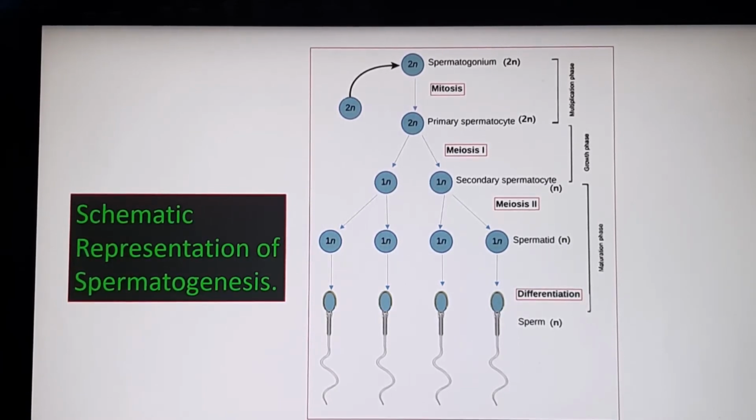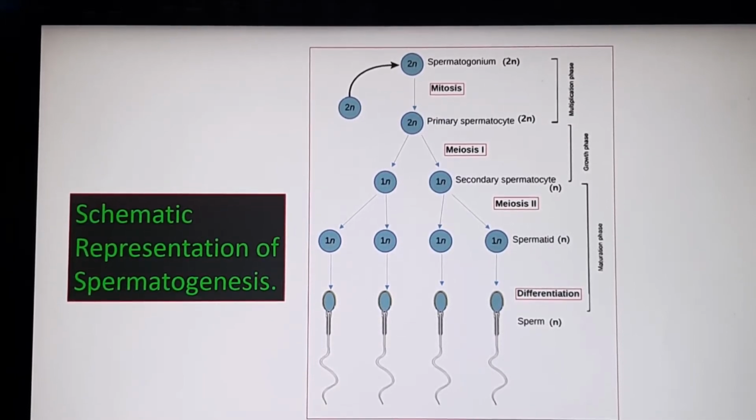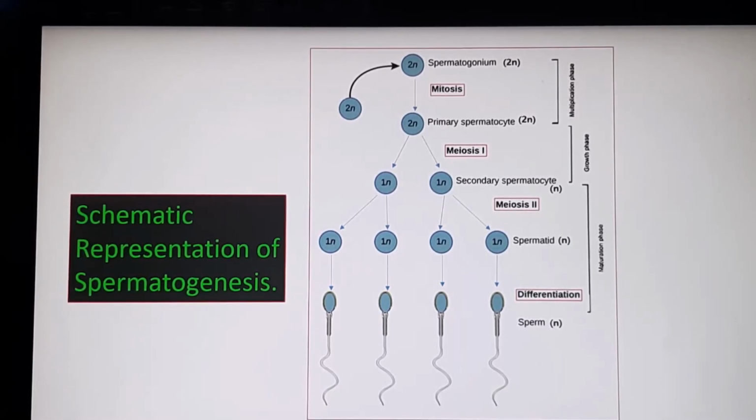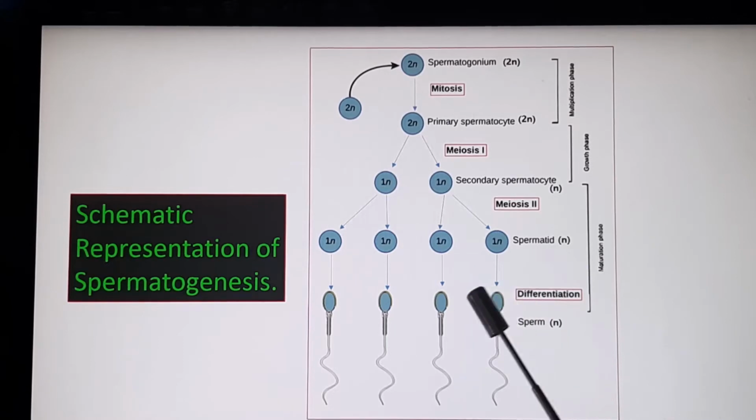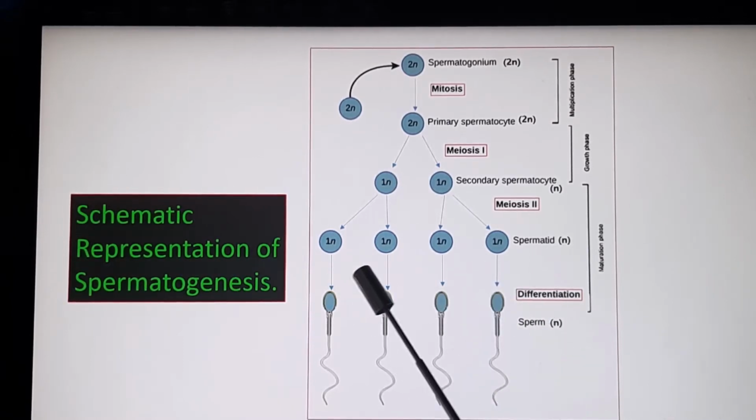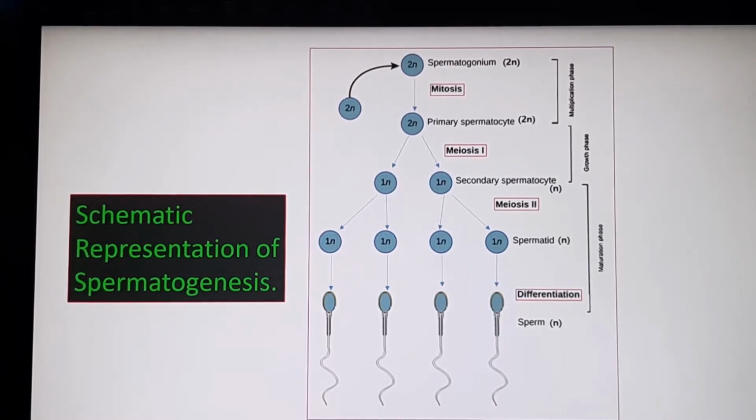It is like the precursor form of spermatozoa or sperm. It needs a lot of transformations. A lot of changes should take place to become a functional sperm. And the process of transformation of spermatids to spermatozoa by differentiation is known as spermiogenesis.